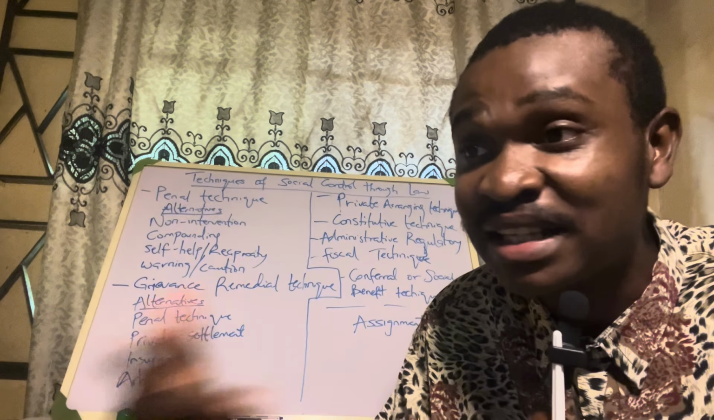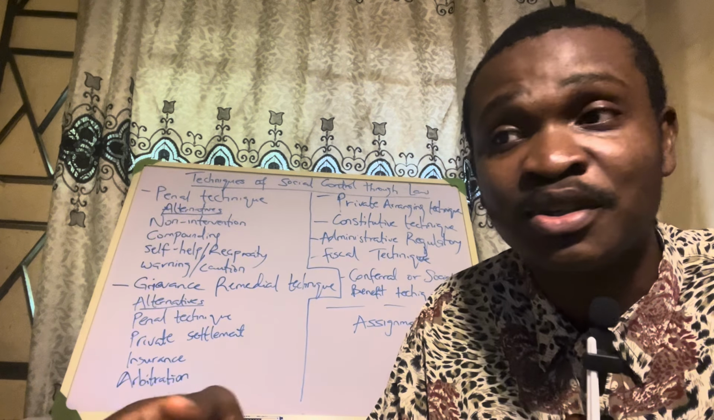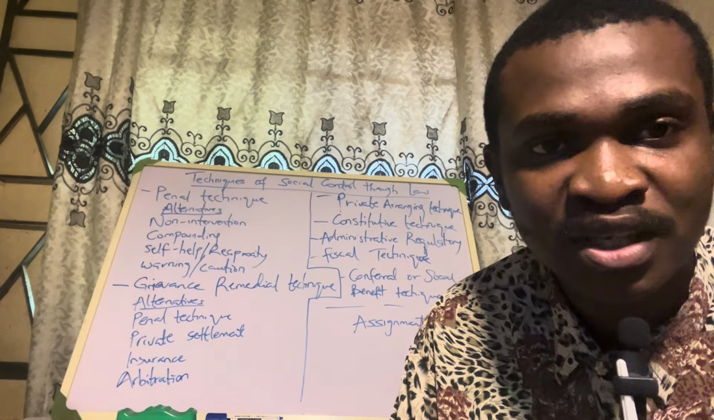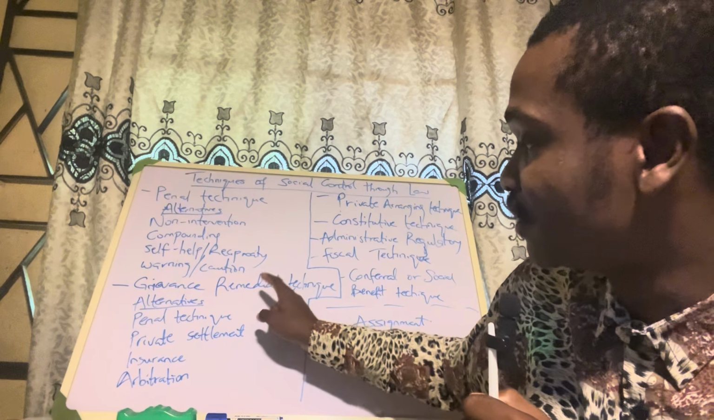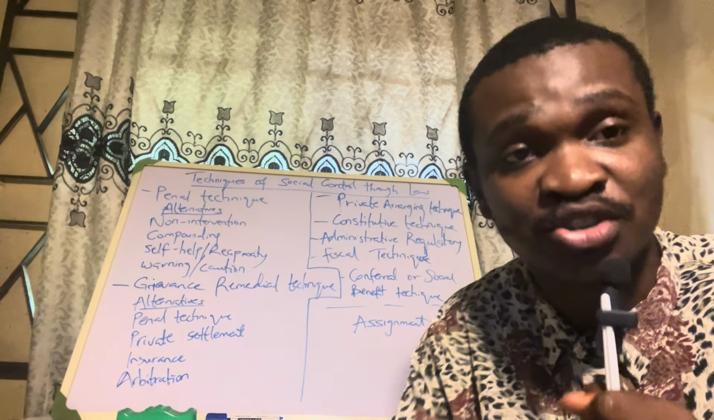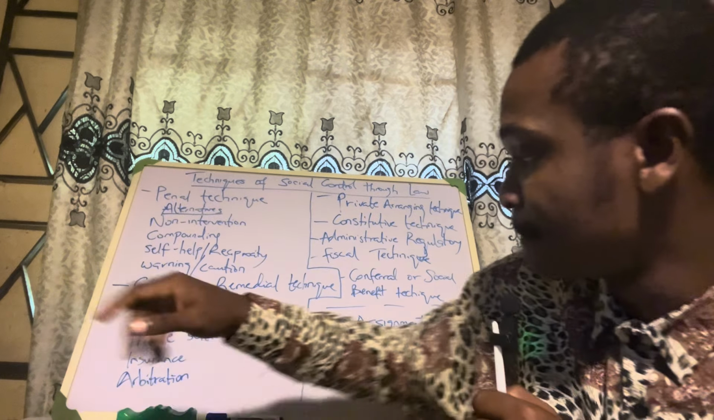So that when something bad happens, they can just take care of it without you spending a dime. So insurance is an alternative to grievance remedial technique. That is where you have insurance, and it's effective.